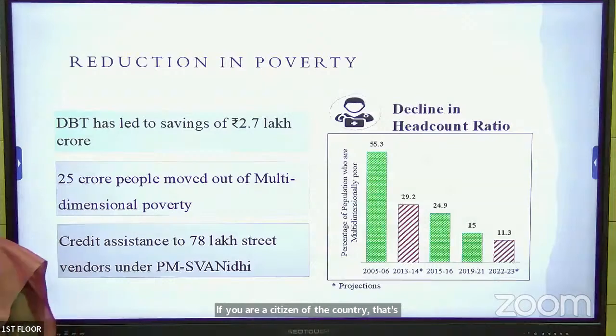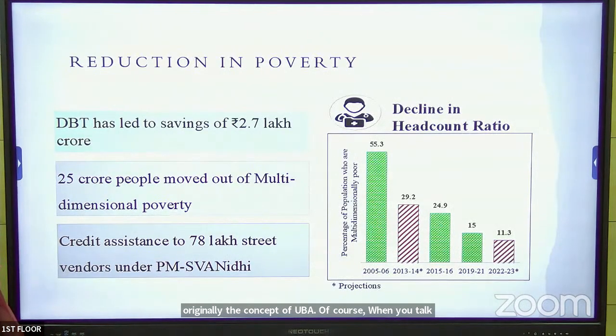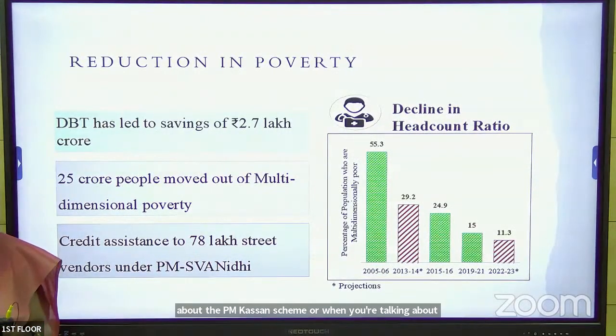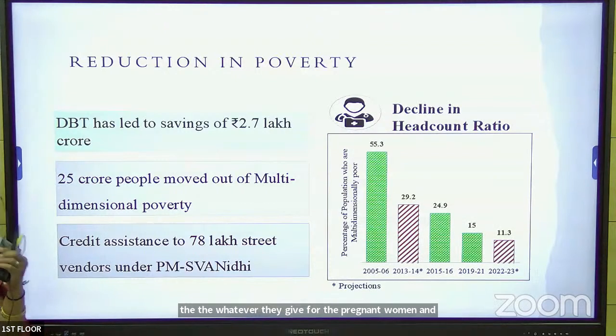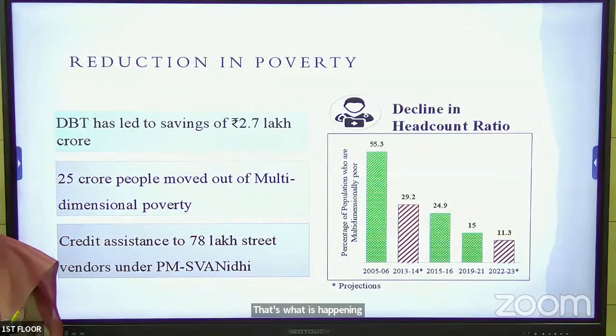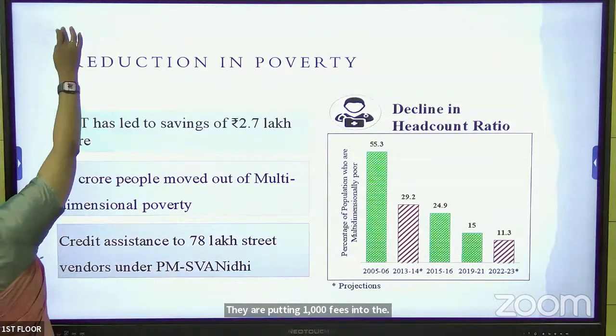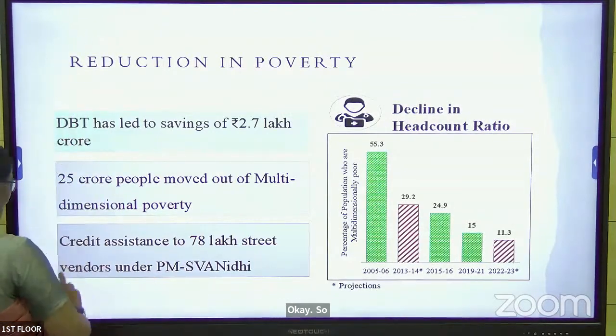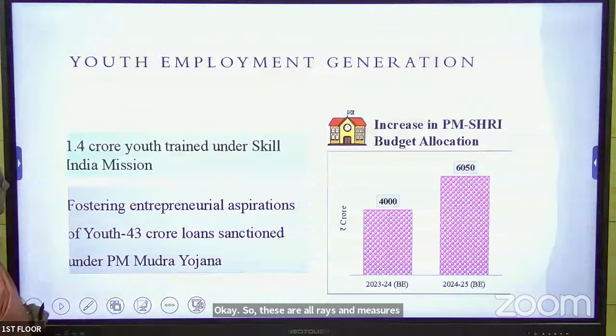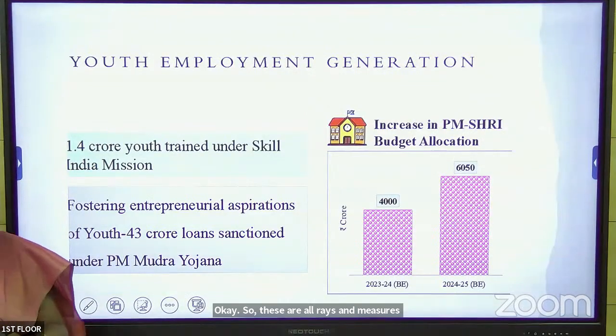Of course, when you talk about the PM Kisan scheme, or the Mahila scheme and whatever they give for pregnant women and other things, there is a condition. But UBI comes without any condition. You just get money. That's what is happening in Tamil Nadu for all women. They are putting 1,000 rupees into the account. So these are all ways and measures to reduce poverty. So poor we have addressed.